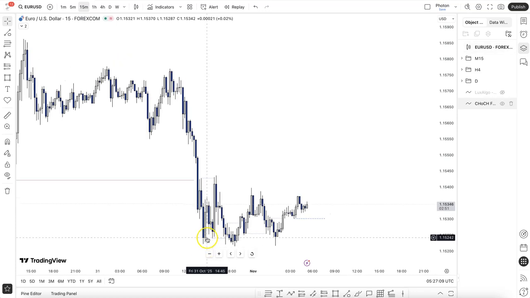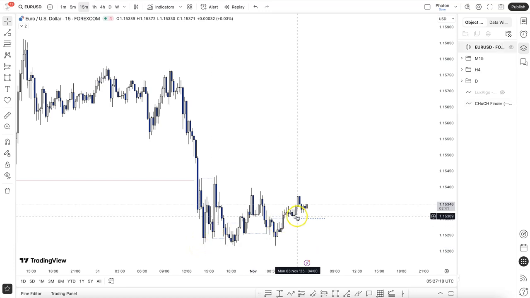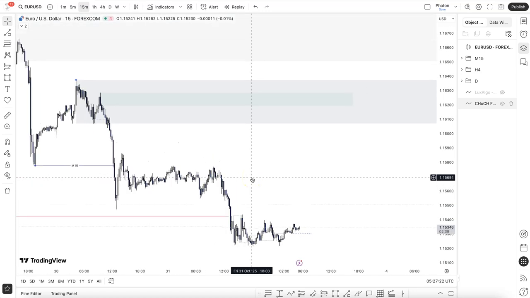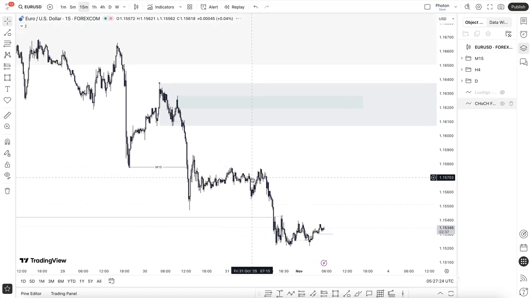We are running into a lot of strong demand over here. You can see from these wicks, price is not able to go below this level. So perhaps this signifies the start of the pullback. However, we can never know where the market is going. Our job is only to react to what's really going on.